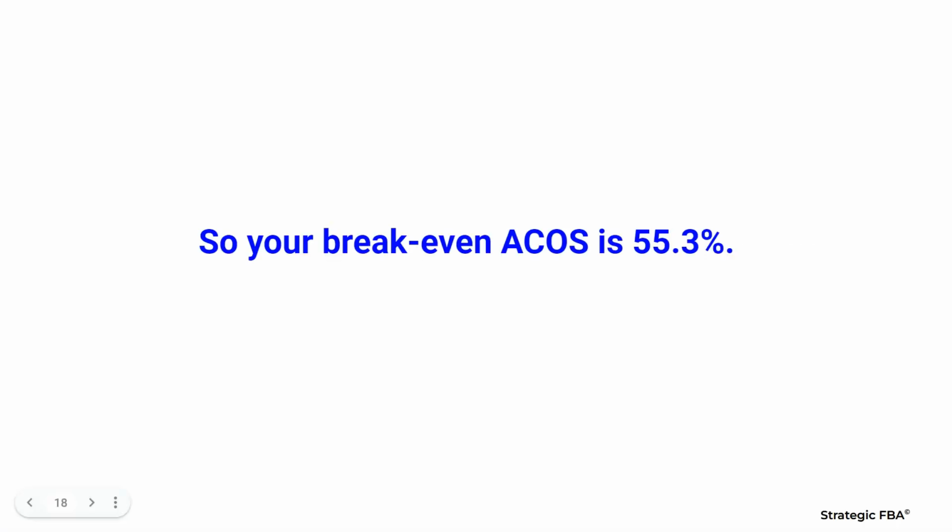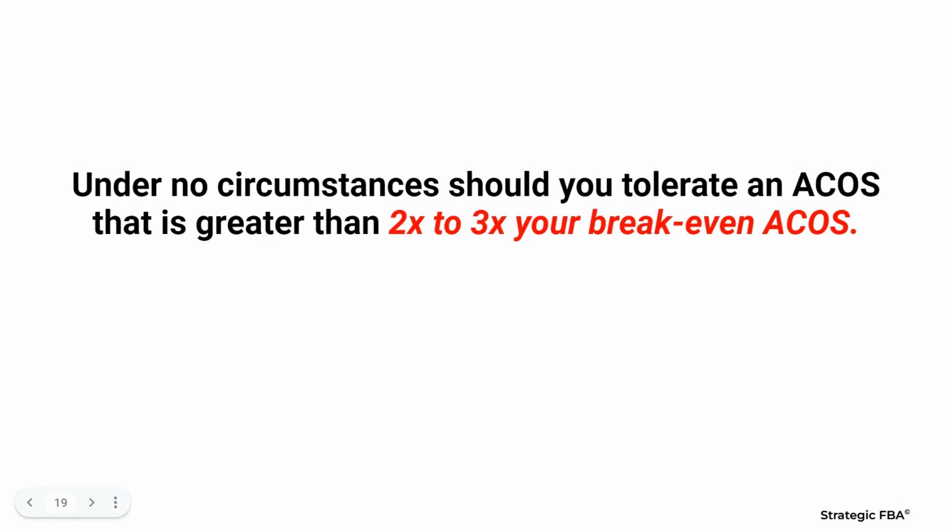So this means that any ACOS lower than this number is profitable for you. You're making a profit on that campaign or keyword, and any ACOS higher than this percentage is unprofitable. You're incurring a loss. Now, one thing to keep in mind is that, as we said earlier, you have to be willing to tolerate an unprofitable ACOS during launch. But under no circumstances should you tolerate a ridiculously high ACOS, and I would define a ridiculously high ACOS as an ACOS greater than 2 to 3x of your break-even ACOS.